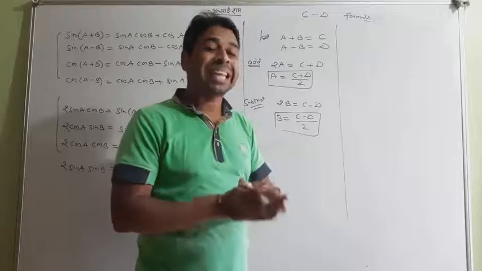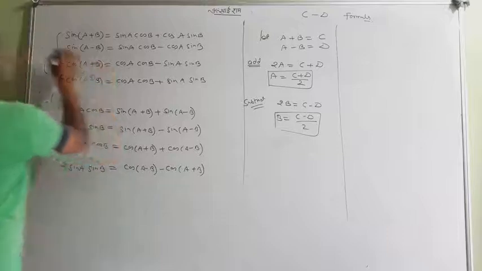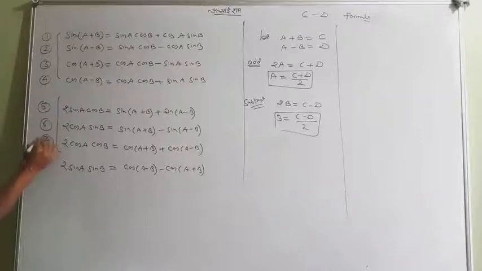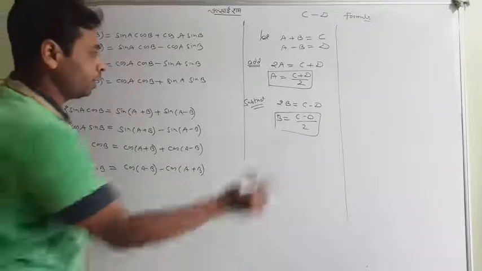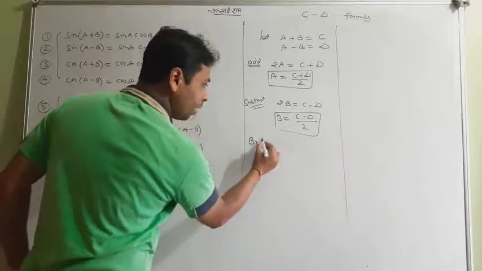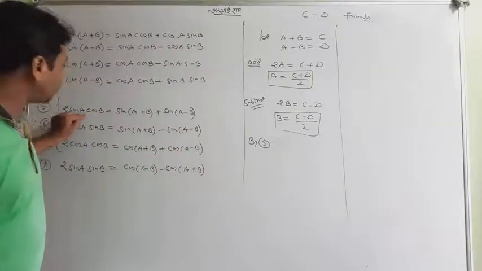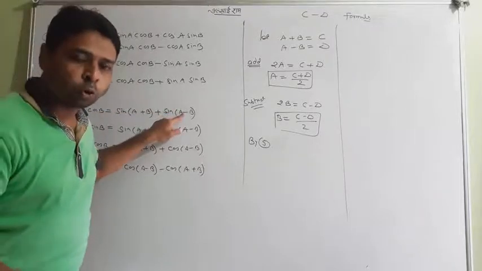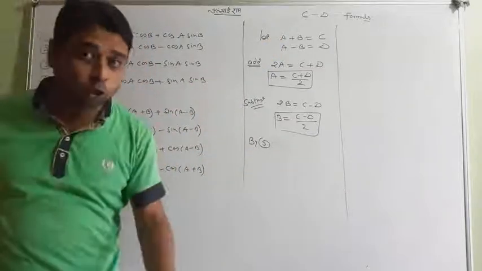So what I am telling you now, look at the formulas. Suppose it is the first formula, the second, third, fourth, fifth, sixth, seventh, eighth. 8 formulas we have seen. Now I am taking the help of 5, 6, 7, 8. By 5, very interesting. Look at 5: 2 sine A cos B equal to sine A plus B plus sine A minus B. I want to substitute all the values in this formula and we'll get a new formula.